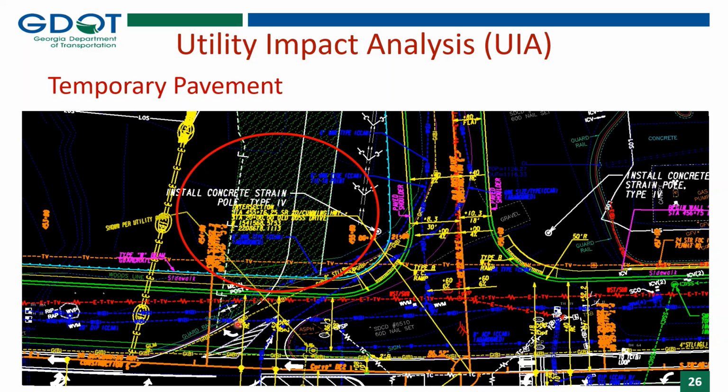And for this water line though, since the conflict with the temporary pavement is so short or so small, we believe that only one conflict point in the middle will be okay to be shown in the utility impact analysis.